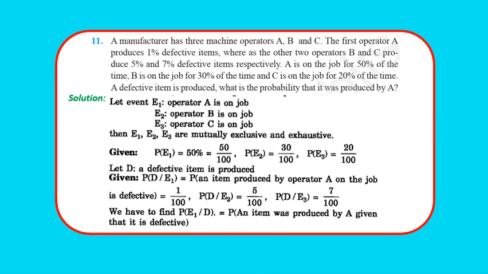So let event E1 be that operator A is on the job, E2 operator B is on the job and E3 operator C is on the job. So probability of E1 is 50%, so 50 by 100, probability of E2 is 30%, 30 per 100, probability of E3 is 20%, that is 20 upon 100. So let D be the event that a defective item is produced. So probability of D by E1, that is an item produced when operator A is on the job is defective, is 1 upon 100. P(D by E2) is 5 upon 100, and P(D by E3) is 7 upon 100. So we have to find probability of E1 by D, that is probability that an item was produced by A given that it is defective.